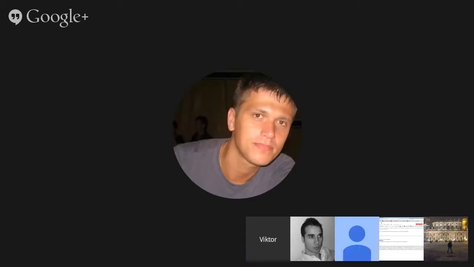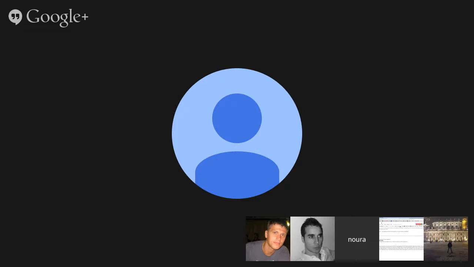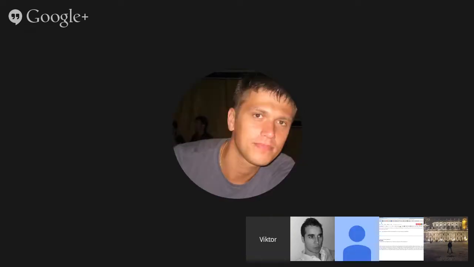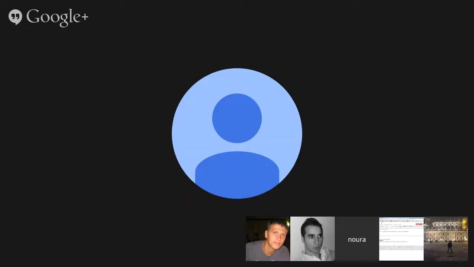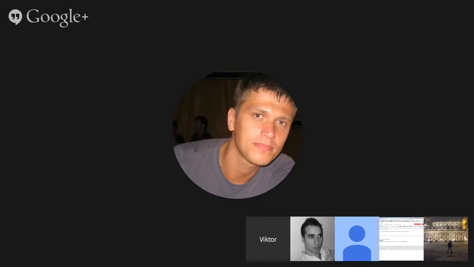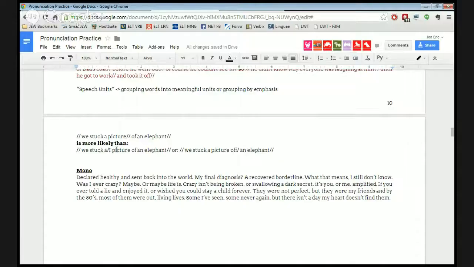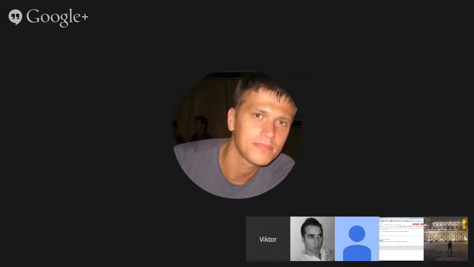We took a picture of an elephant. It's more likely than... This one, there's a little mistake here. One second. That should be two bars. There we go. It's more likely than what? We took a picture of an elephant, or we took a picture of an elephant.